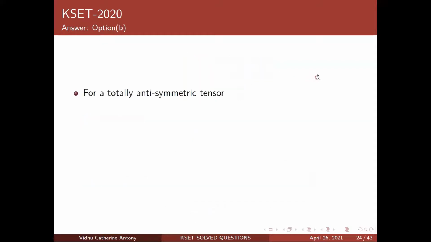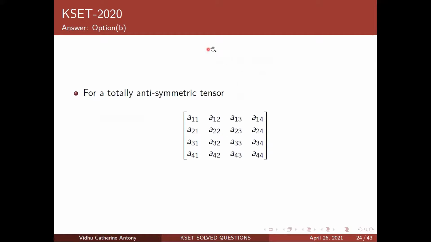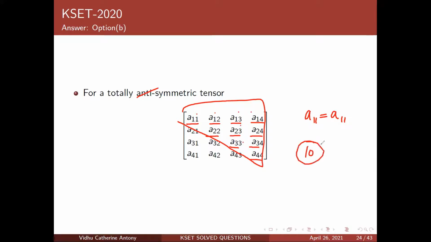Now let's look at the symmetric case. What happens in the symmetric case? A11 is equal to A11, so it does not have to be zero. It can be zero, but it does not have to be. So the total number of independent components, if you start counting, you have 1, 2, 3, 4, 5, 6, 7, 8, 9, 10, inclusive of the diagonal elements and the upper triangle elements. The lower triangle can be found from the upper triangle because of the symmetric tensor property. So counting by hand, you have 10 components in the case of a symmetric tensor.